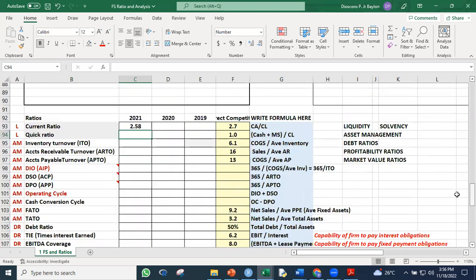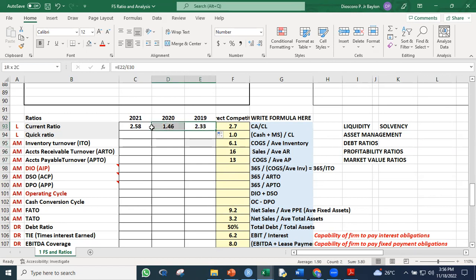Okay, it's 2.58. The formula there is C22, current assets, over C30, current liabilities, and we can copy this formula to the right. Remember, when we assess whether a company is doing well or not, we have to benchmark against a direct competitor and also benchmark against time.